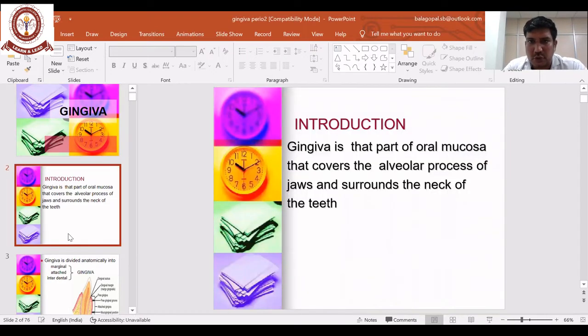Gingiva is the part of the oral mucosa that covers the alveolar process of the jaws and surrounds the neck of the tooth. It is the outer covering of the tissue. So when we see a tooth structure, we see the outside part. It is covered by gingiva. Like a book cover, it covers the tooth. So when the part of the gingiva is exposed, the root gets exposed, and it causes mobility and periodontal issues. So gingiva plays a vital role in the periodontium.